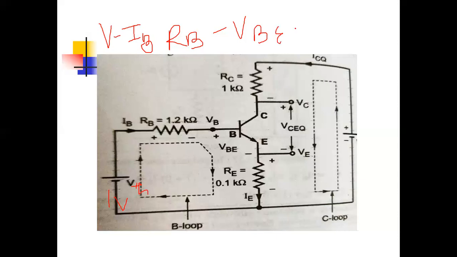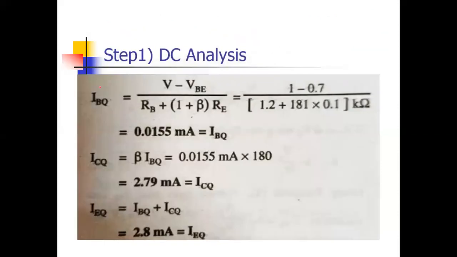IE we can directly write as IE equals (1 plus beta) IB. Please keep in mind the direction also. When we are moving from minus to plus, the sign will be plus; plus to minus, the sign will be minus; again plus to minus, the sign is minus. When we rearrange this equation, we will get the equation of IB, that is VTH minus VBE upon RB plus (1 plus beta) RE.